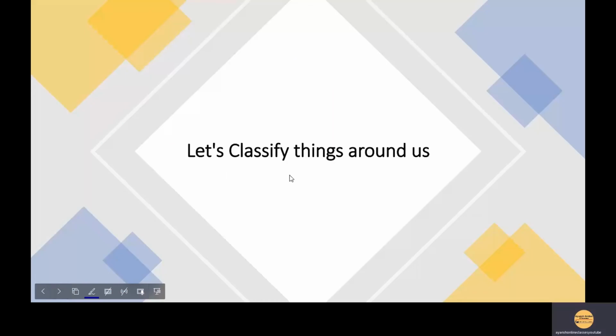Now let's classify the things around us. Children, as I said, we are going to see the examples of acids, bases and salts which are present or which are used in our daily life. So let's start classifying the things which are present around us.